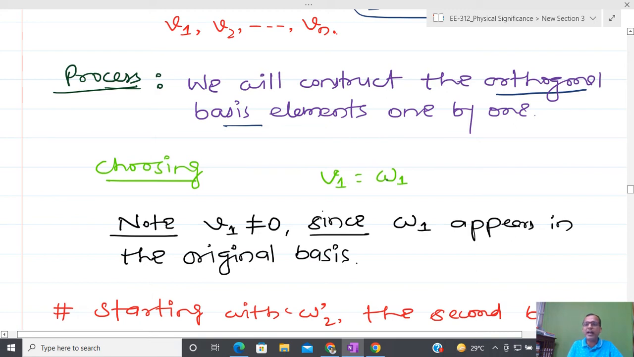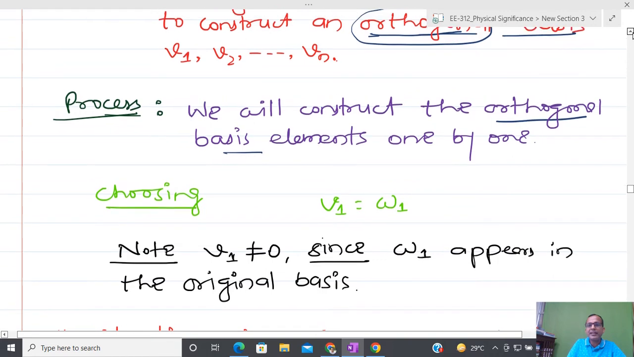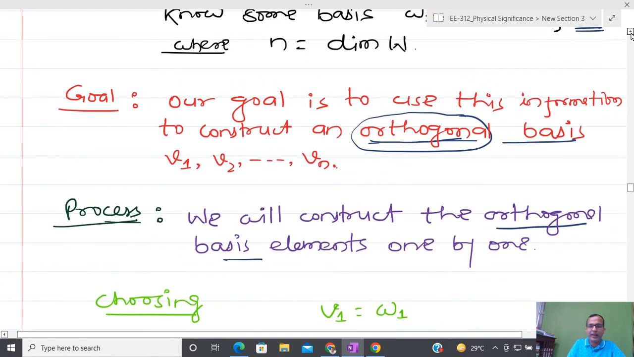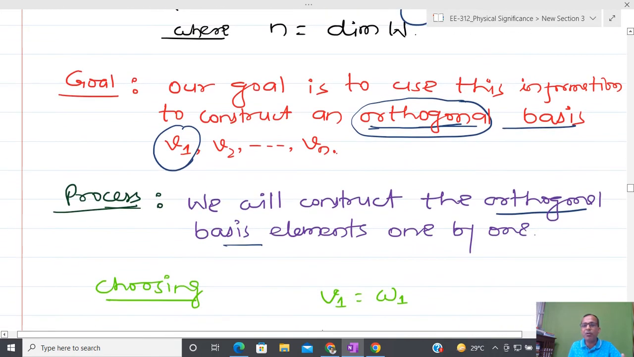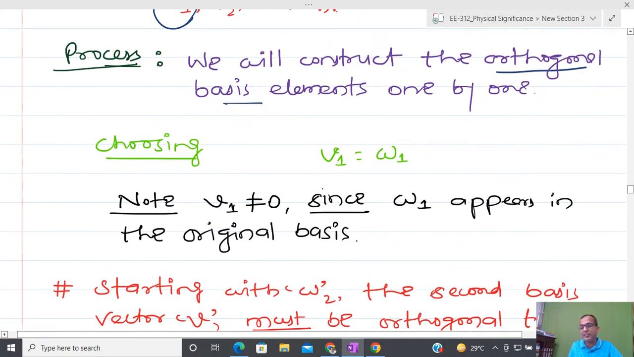Okay, so w1 I know. Now I am telling that v1 is the first orthogonal basis. Okay, so anyone from v1 to vn. So what basically we are doing, we are selecting the first vector itself as an orthogonal vector. Okay, w1. So I am telling that okay, w1 is v1, that is the orthogonal basis, and with help of that now I am going to construct the second basis.